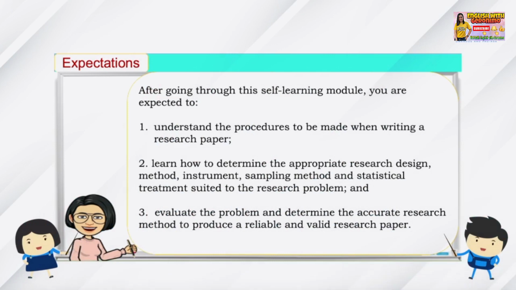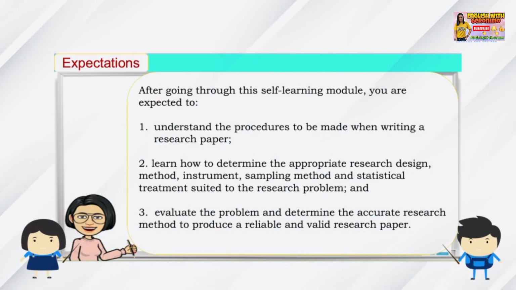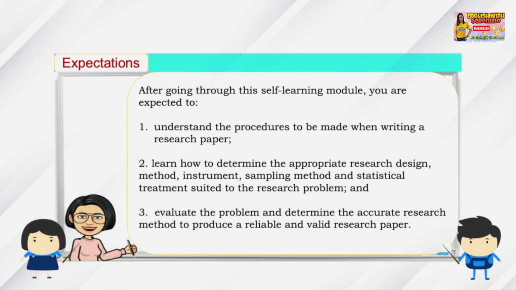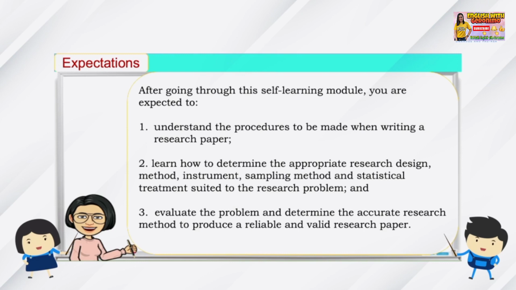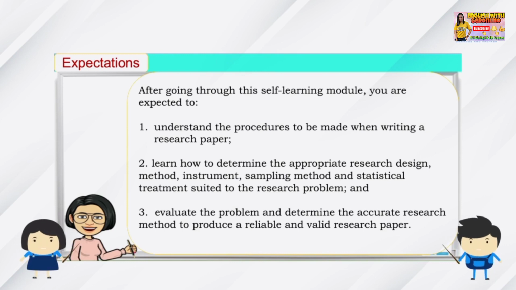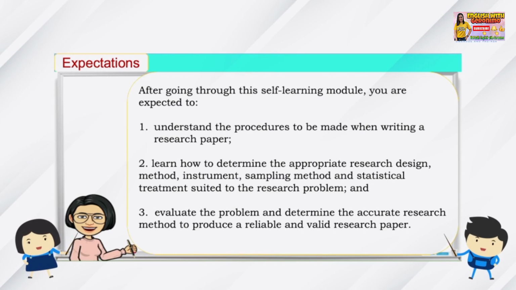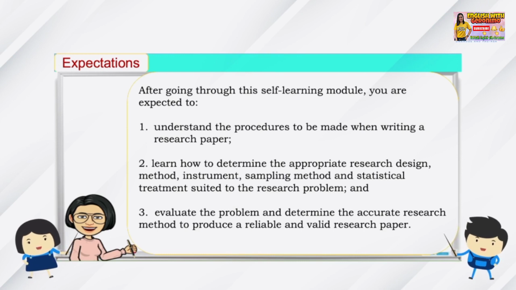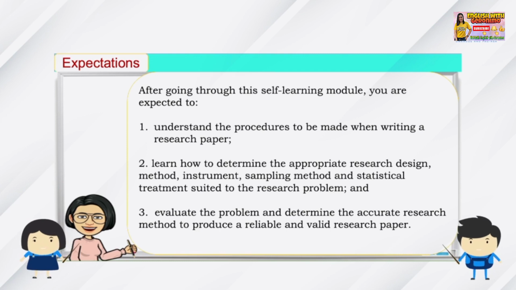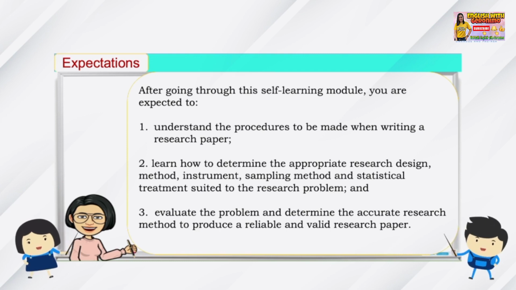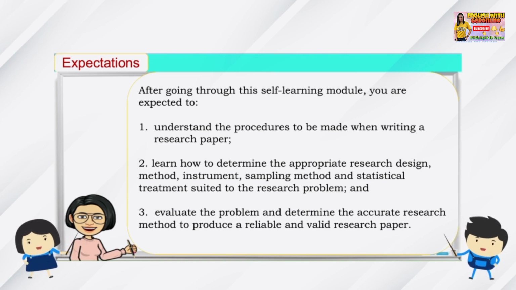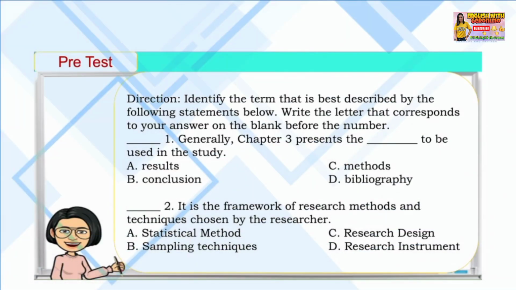After going through this self-learning module, you are expected to: number 1, understand the procedures to be made when writing a research paper. Number 2, learn how to determine the appropriate research design, method, instrument, sampling method, and statistical treatment suited to the research problem, and evaluate the problem and determine the accurate research method to produce a reliable and valid research paper. For a start, do the following exercise.